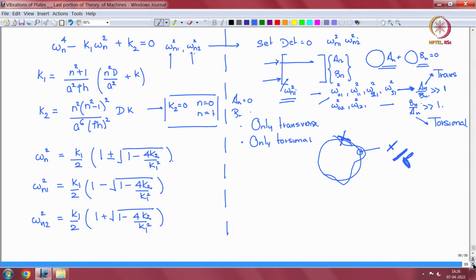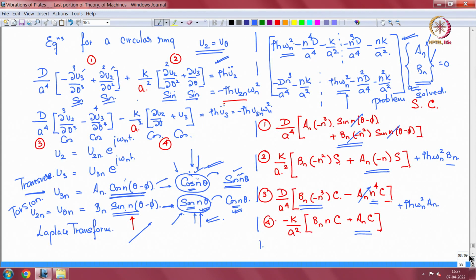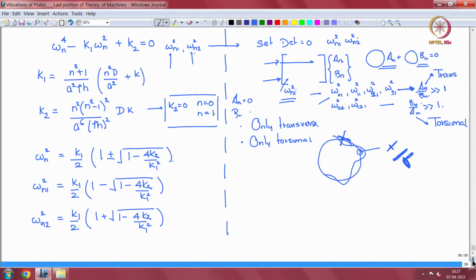Okay. That is seen even in the equations of motion because they are coupled. A single equation has u3, u2, u2, u3. So they are coupled. The motion in the transverse direction and the motion in the theta direction are coupled together. So you can't separate them. Okay. So you cannot have only radial or only torsional. Okay. So that is what this system is saying. However, one set is going to be dominantly transverse, one set is going to be dominantly torsional.